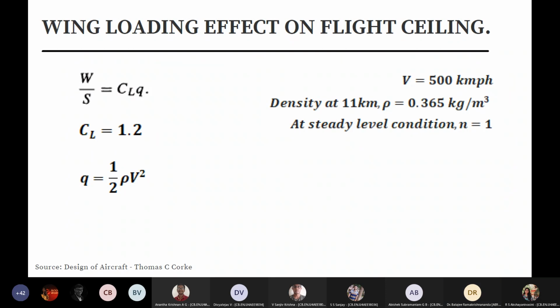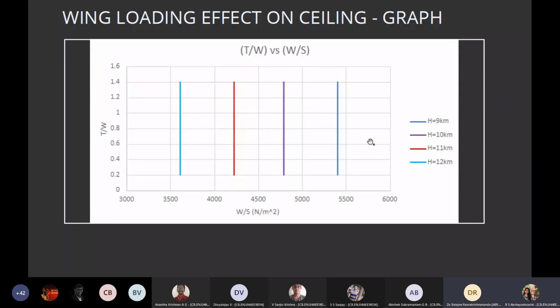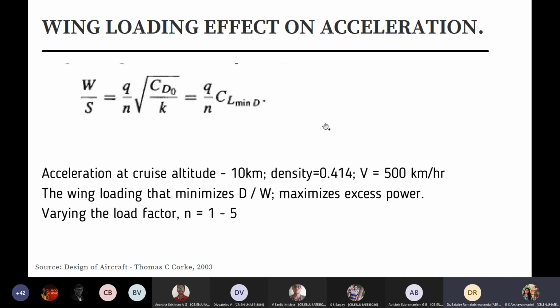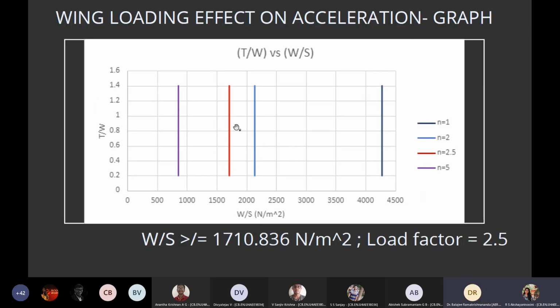Continue. So as I said, we varied our height from 9 kilometers to 12 kilometers, and our feasible region will lie to the right of the line. For our acceleration, we've set our cruise altitude as 10 kilometers and density as 0.14. And again, V was given in the design specifications. So we're varying the load factor from 1 to 5, and here we've taken our load factor to be 2.5. And hence we got our graph.